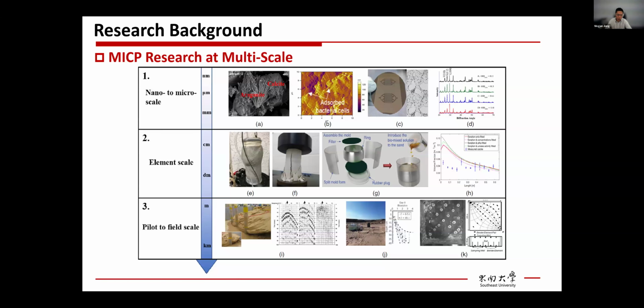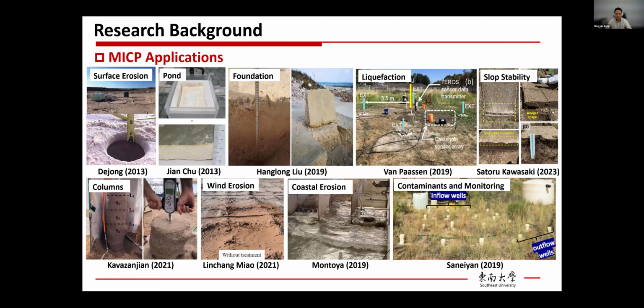And at pilot and field scale, there are also many reported studies. On this slide, I just show some representative works from these famous groups. For example, Jason DeJong from UC Davis used it for surface erosion control in a desert area in the US. Professor Chu from Nanyang Technological University in Singapore used it for the sealing of the inside part of a pond for sealing purposes. And Professor Liu Hanlong from Chongqing University in China used it to enhance a sandy foundation on an island. So it's like making an artificial island using this technique.